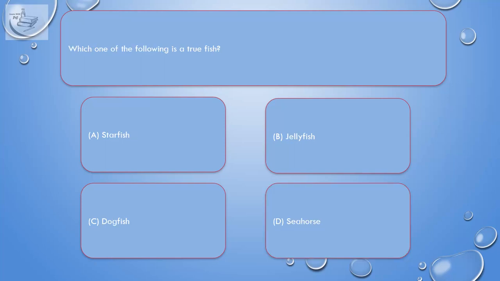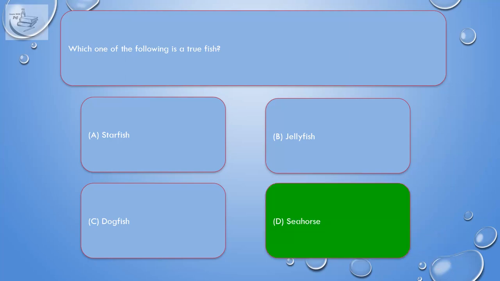Question: Which one of the following is a true fish? A. Starfish, B. Jellyfish, C. Dogfish, D. Seahorse. Correct answer is D. Seahorse.